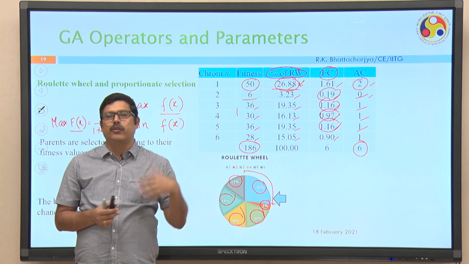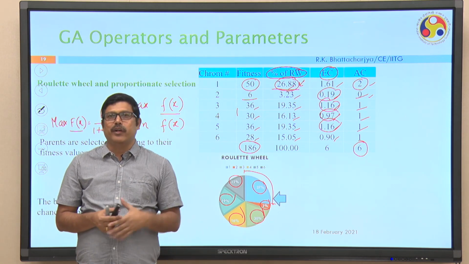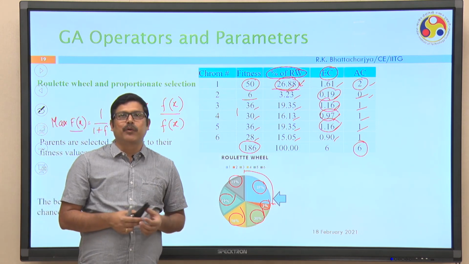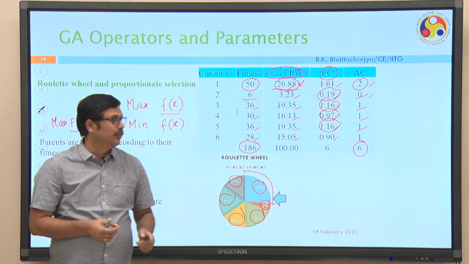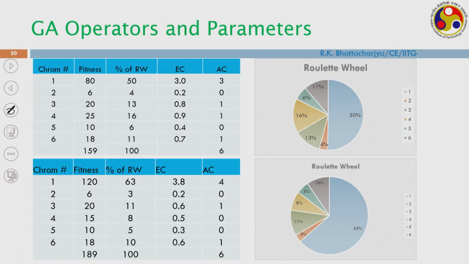So, in this case you had 6 solutions. Now, after implementation of the operator you are again getting 6 solutions, but you are getting multiple copies of some of the solutions. Okay. I hope this is clear to you. The next is, now what is the disadvantage of this proportionate selection?